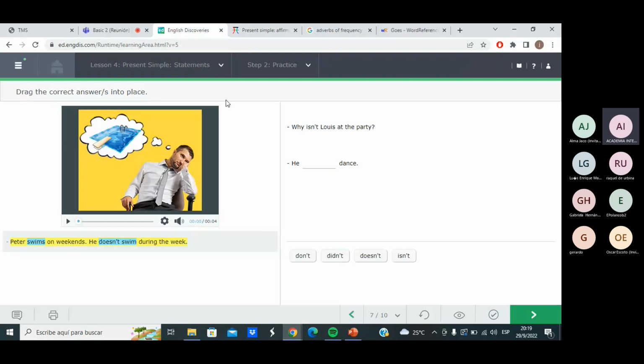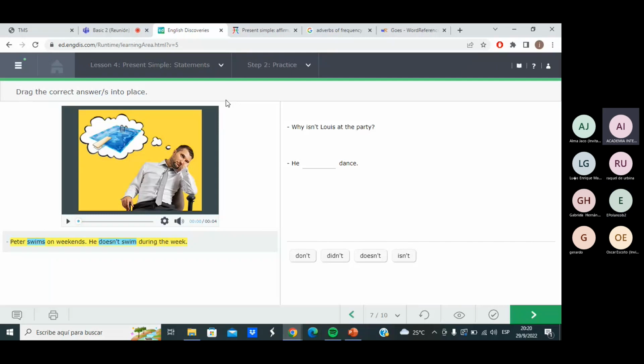Okay. Why isn't Louis at the party? Why isn't Louis at the party? This is negative. So which option would you choose? He done, he didn't. He doesn't. He isn't. Doesn't. What do you think about it?